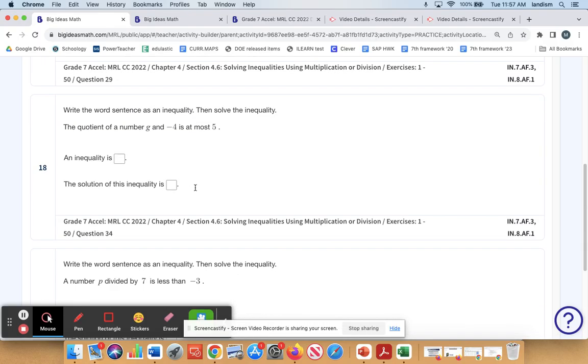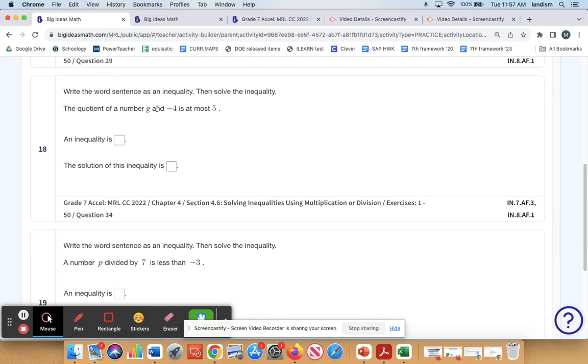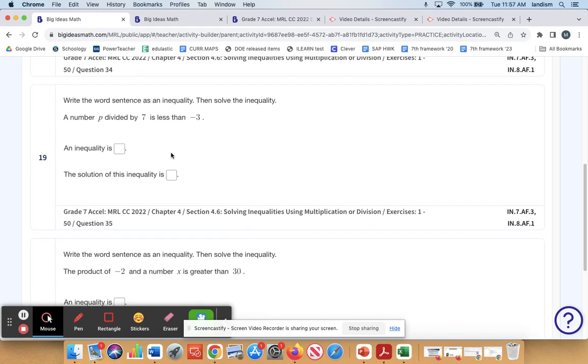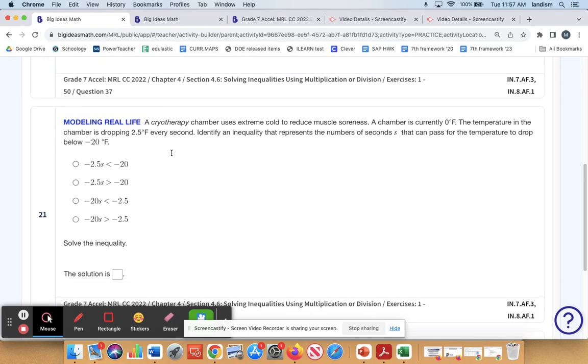Let's see, similar. Quotient, answer to a division problem. Easiest way to write that is just g over 4. Quotient of a number g and 4. g divided by 4 is at most 5. So think about what that means. The most it could possibly be is 5, so less than or equal to. More of the same, more of the same.